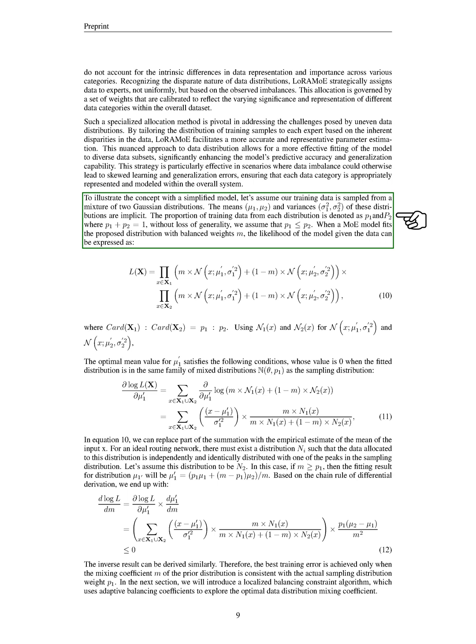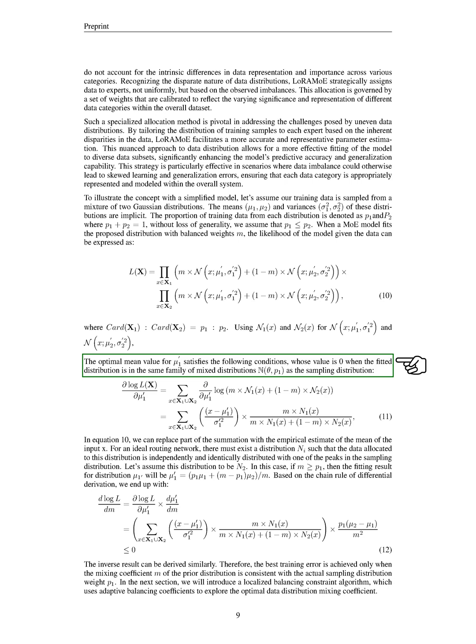The optimal mean value for the first distribution satisfies certain conditions, which are 0 when the fitted distribution is in the same family of mixed distributions as the sampling distribution. In this equation, we can replace part of the summation with the empirical estimate of the mean of the input X.